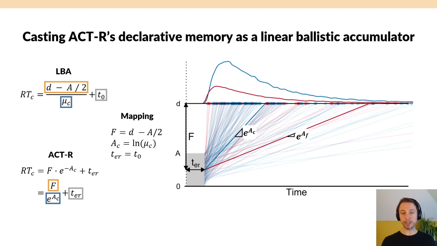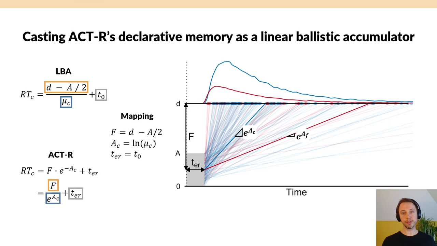Now notice that this mapping also gives a more intuitive meaning to the latency factor. It's essentially a measure of response caution, as a higher latency factor means that more vertical distance has to be covered before a retrieval is finished.